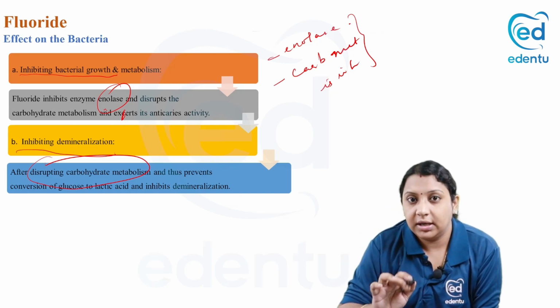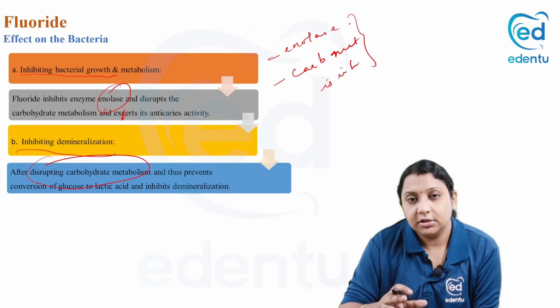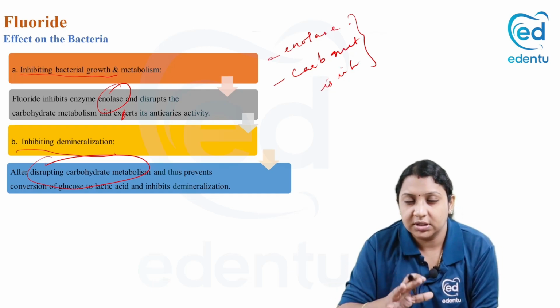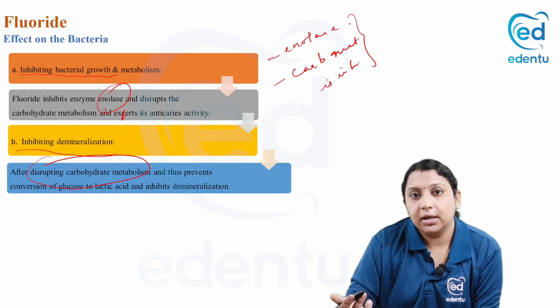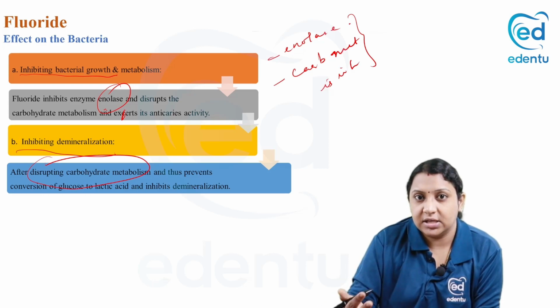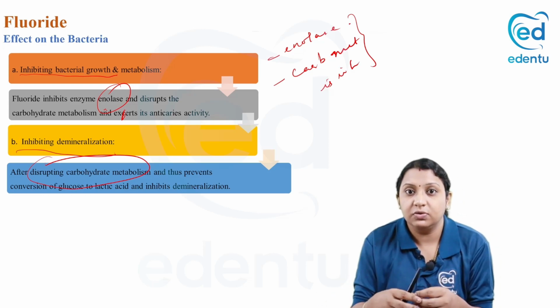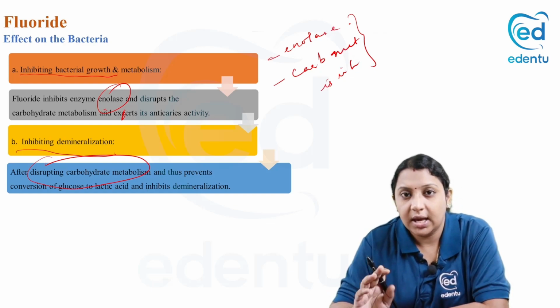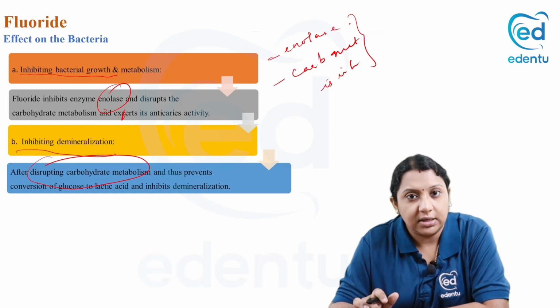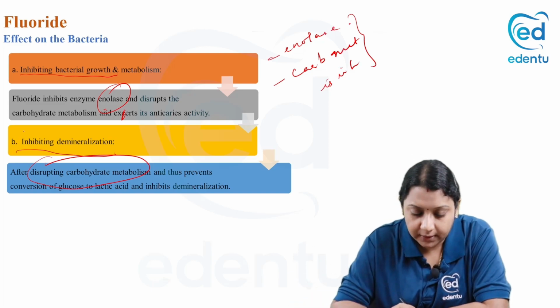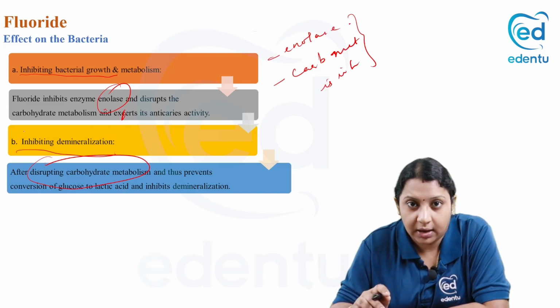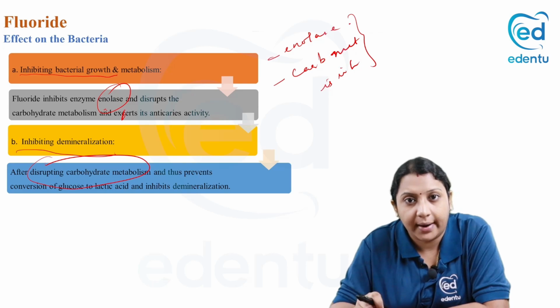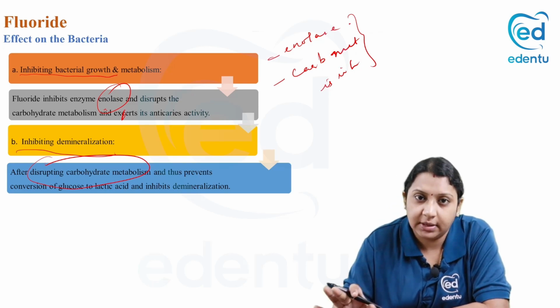And the effect on the enamel surface is that first the fluoride gets absorbed onto the surface of the enamel, and it can cause remineralization, or it can cause the tooth to withstand the acid attack. It can increase the resistance of the tooth to any sort of acid attack. So that is about the effect of fluoride on bacteria, on hydroxyapatite, and on the enamel surface.